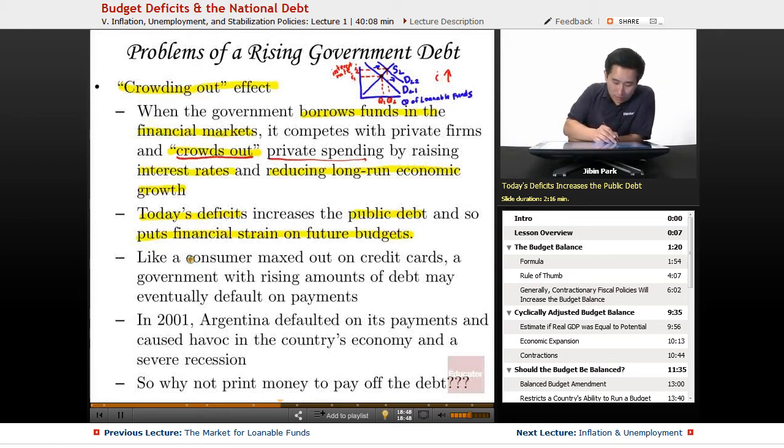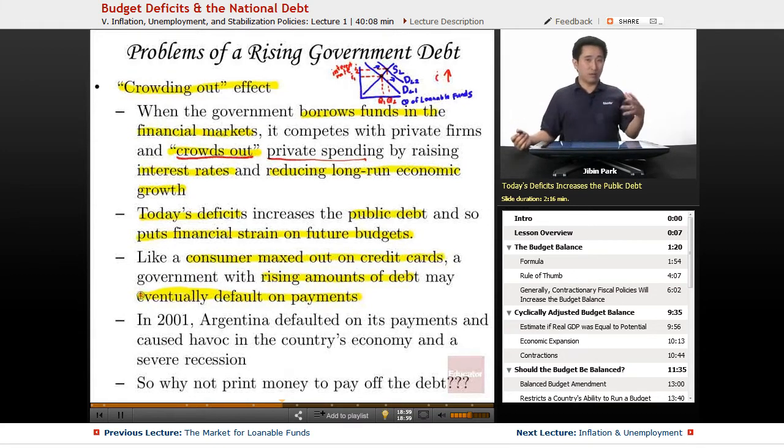And so this is kind of the opportunity cost of deficits. So like a consumer maxed out on credit cards, a government with rising amounts of debt may eventually default on payments. So if the debt gets too out of control, it's theoretically possible for the United States to default on payments. Now, that has not happened as of the date of this filming. The U.S. has 100% paid back any debt it's issued, and therefore it's maintained a very good credit rating. Now, what would happen if the United States defaulted on its loans? Interest rates would go up, and there might be problems, right?